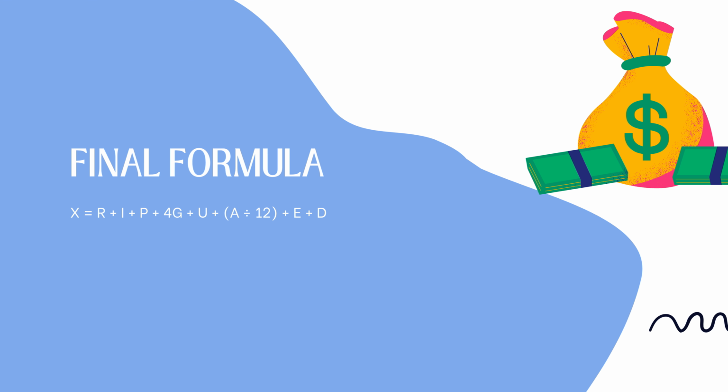Your final equation, X equals R plus I plus P plus 4G plus U plus A divided by 12 plus E plus D. This is your true cost of independence. Now compare it to your actual income.